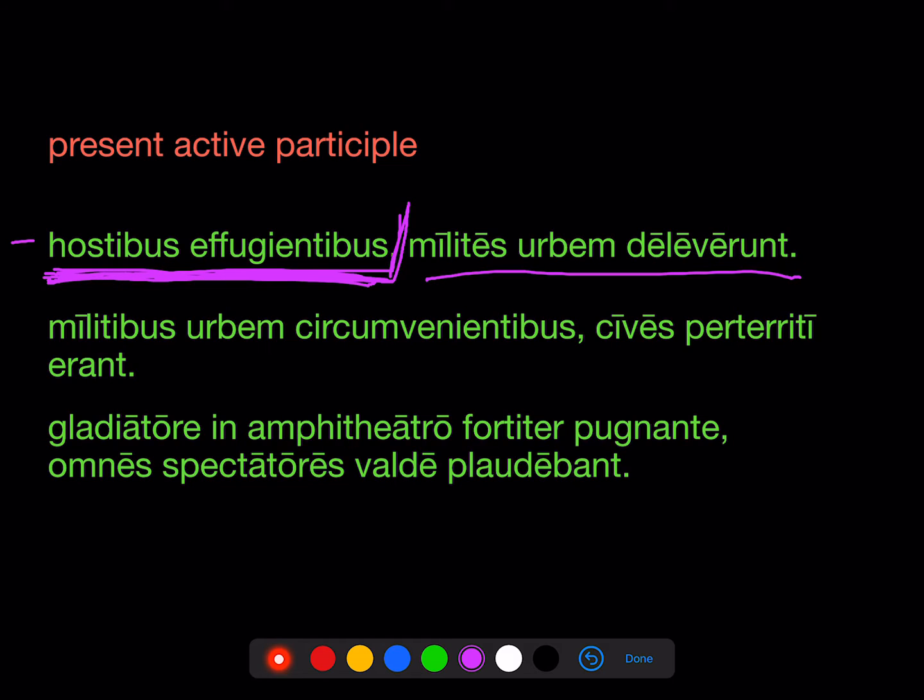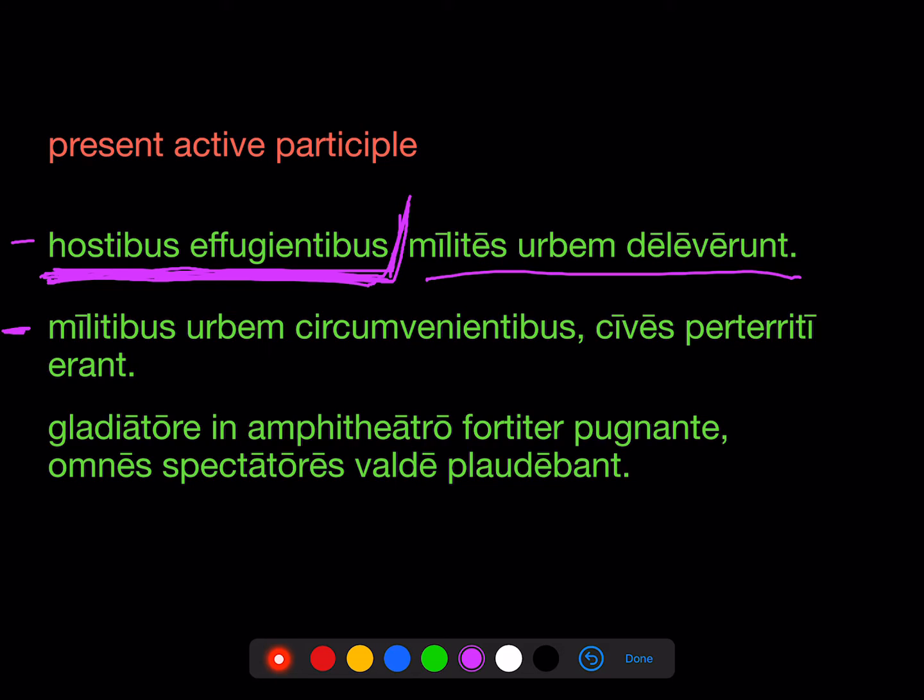And that's how I like to translate an ablative absolute that has a present active participle in it: with the blank blanking. With the enemies escaping, the soldiers destroyed the town. You can get fancy and say when the enemies were escaping or since the enemies were escaping, but the easiest way is definitely with the enemies escaping, the soldiers destroyed the town.